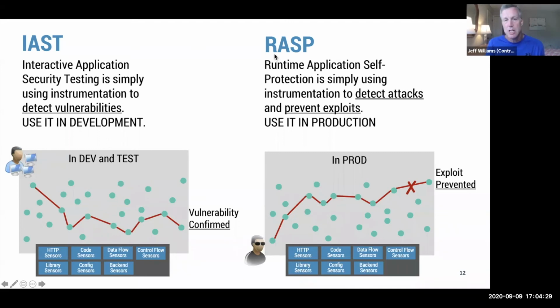RASP is Runtime Application Self-Protection, and it just means using instrumentation to detect attacks in production and prevent them from being exploited. And we just did that with expression language injection. You can instrument your application to make sure that your application doesn't get exploited. And these are in pretty wide use. At Contrast, we sell products that do this.